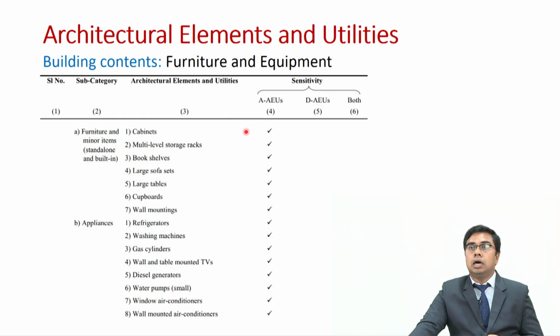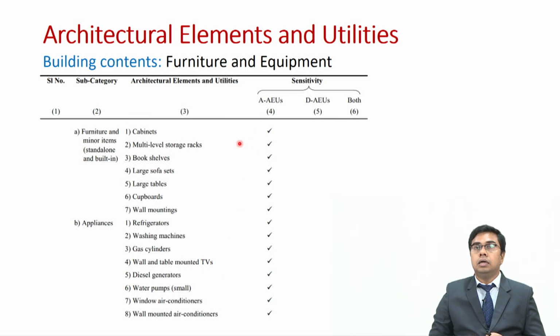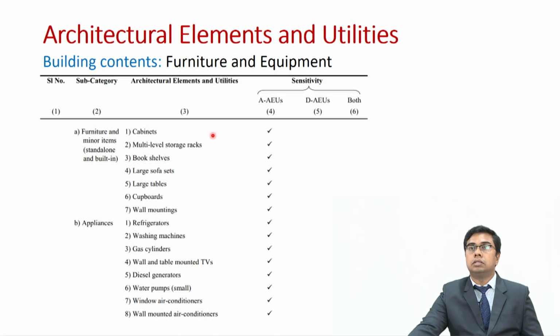So these are classified as acceleration sensitive AEUs. Why? Because these are massive and stiff AEUs. So their stiffness is high, their mass is high, and so on. So they are classified as AAEUs. I will read out the example so that you can relate to the point which I am making. Cabinets, multi-level storage racks, bookshelves, large sofa sets, large tables, cupboards, wall mountings, these furniture are massive and stiff.